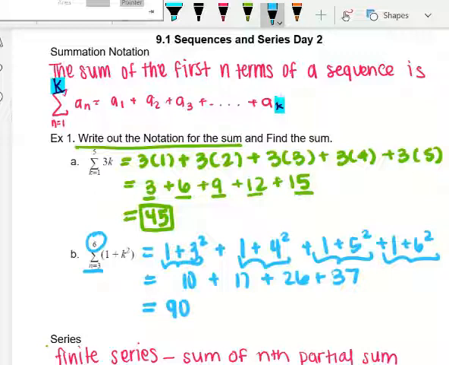So just to recap this, 10 is the first term, 17 is the second term, 26 is the third term, and 37 is the fourth term. So I could ask you for any one of those, and I could ask you for the sum.